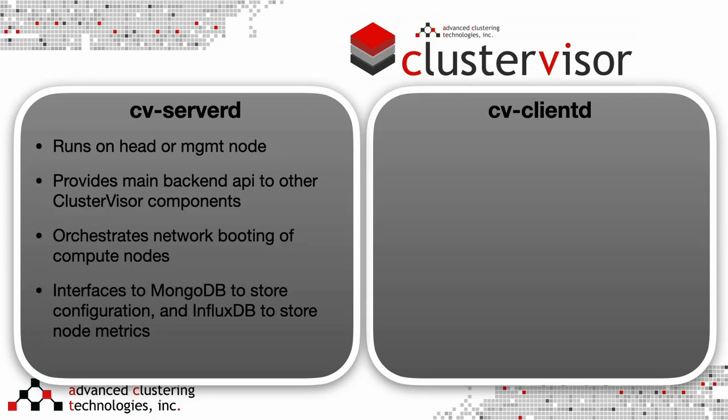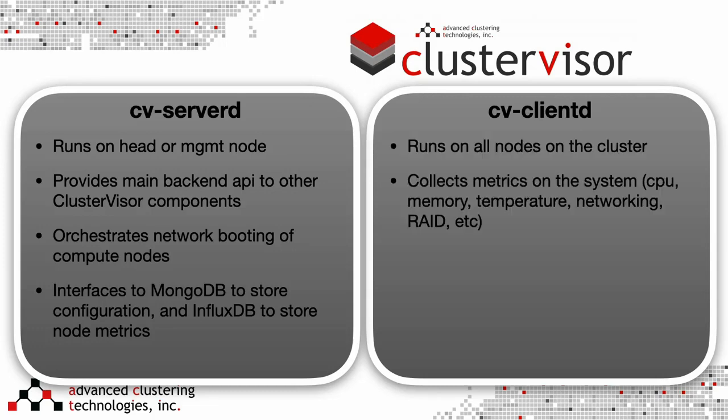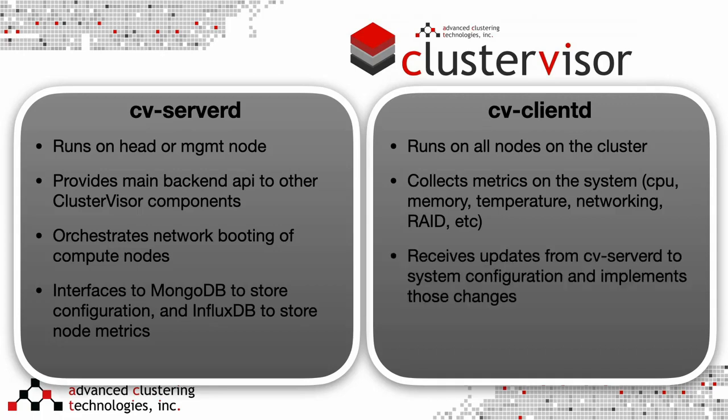Now we'll move on to CVClientD. This runs on all nodes in the cluster. Its main purpose is to collect metrics on the system, including CPU, memory, temperature, networking, RAID array status, and many more. It also receives updates from CVServerD to the system configurations, and it will implement those changes on the nodes.